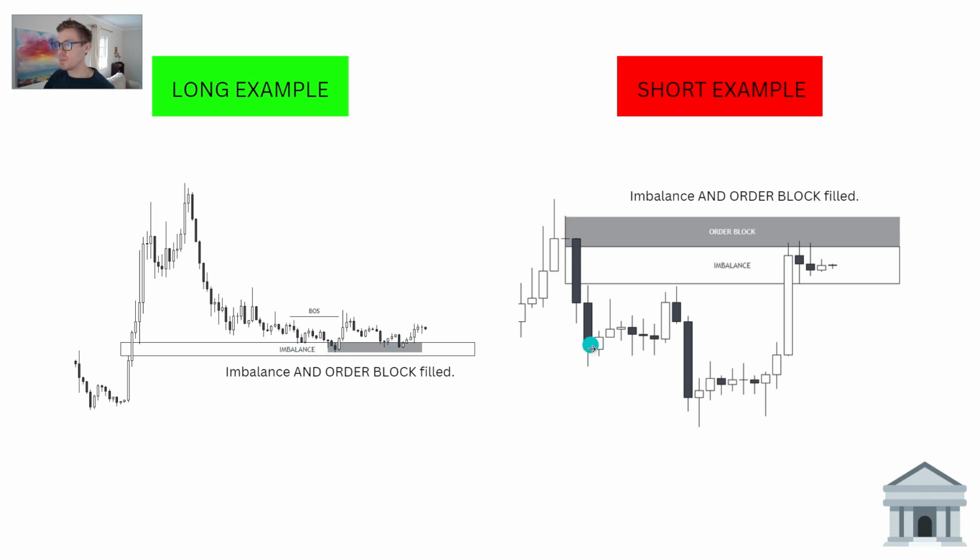Here's a short example. Price breaks structure, leaves behind the imbalance. We mark it out. Where we've got an imbalance and an order block, it's almost magnetic to price. And we can watch and wait, and take entries off these places.